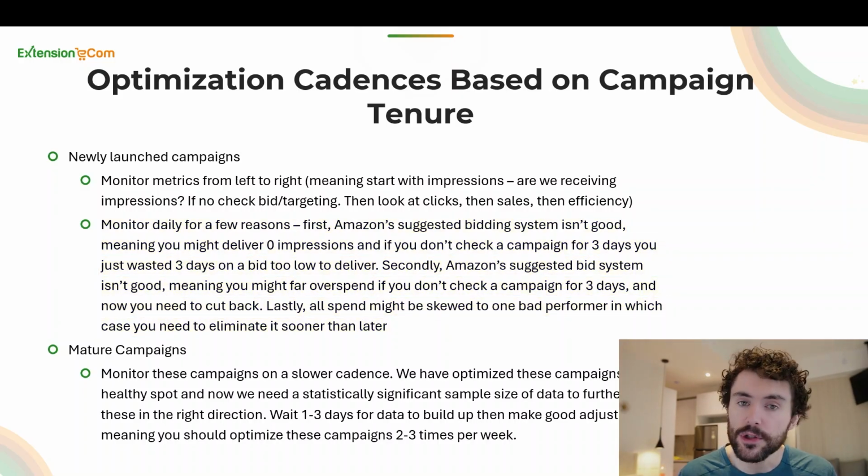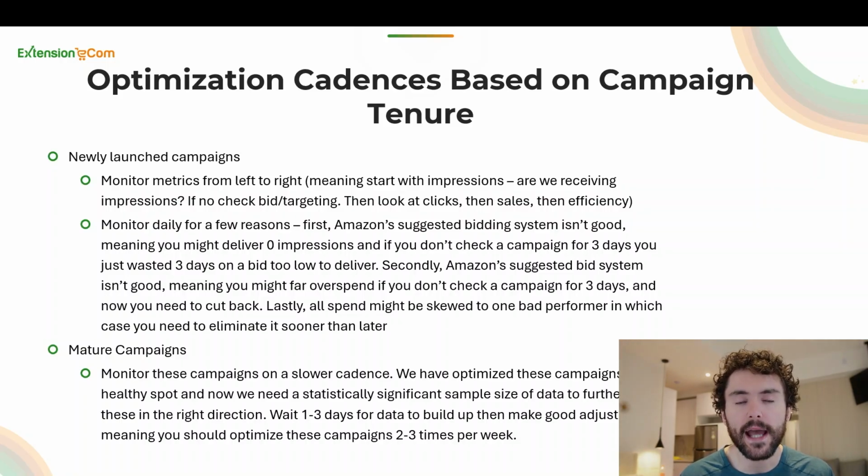And then lastly, for matured campaigns, you want to read those metrics right to left, and you want to monitor these on a slower cadence. So right to left, now you're starting with ACOS, cost and sales, because you already have data. You already know you're getting impressions and clicks. So you want to say, are we efficient and are we driving revenue? And you want to decrease and do a slower cadence, right? 2 to 3 times a week, because you optimized those campaigns into a healthy spot. And now you just need larger and larger sample sizes of data to push the campaign in the right direction.